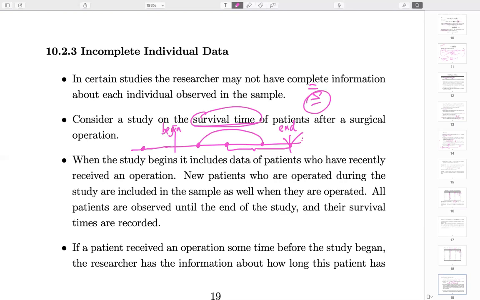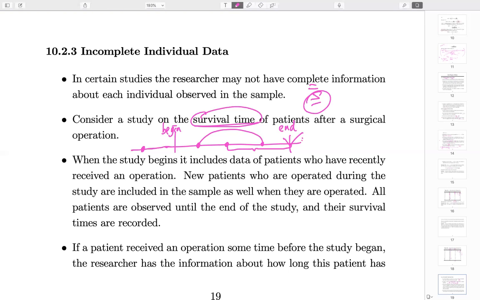Censoring means you have greater than or equal to. Truncation means someone received the surgery before the start of your study, okay? Of course, those are the two standard scenarios.